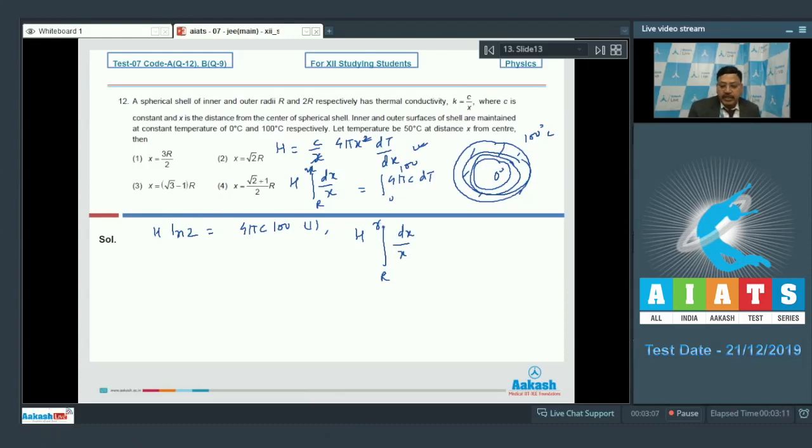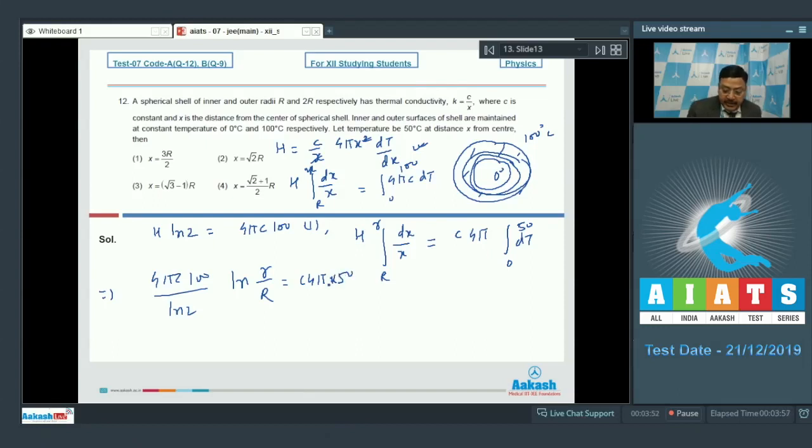or we could have also called it simply x, it doesn't really matter, is equal to, on the right hand side we have C 4 pi and the integral of dT where T goes from 0 to 50 degrees C. Again, doing the integration and putting the value of H, which we already have, we get 4 pi C 100 divided by ln 2, that's the value of H, into ln small r by capital R equals C 4 pi into 50.